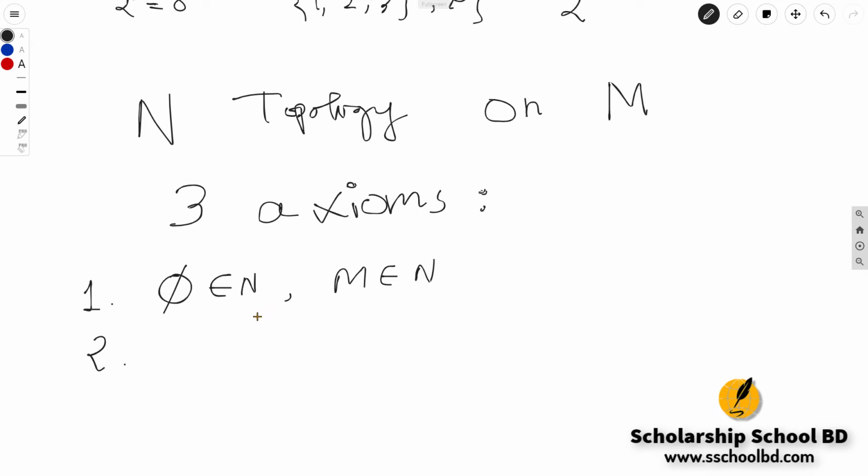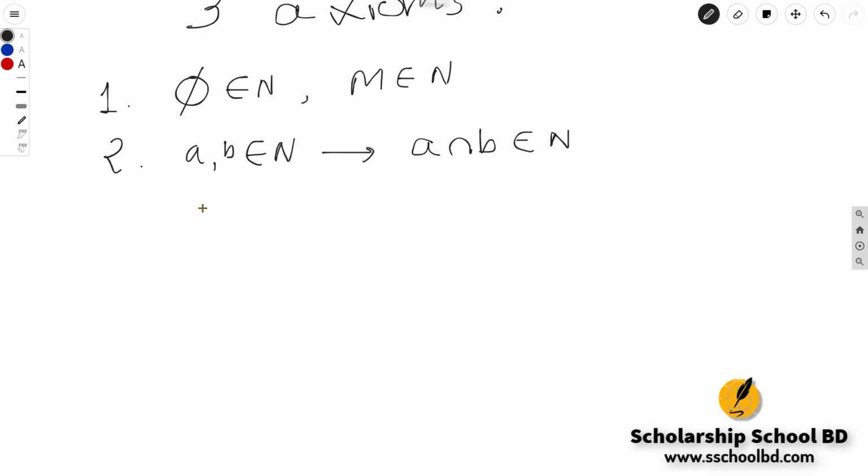So the second axiom should be, if I take two elements of N, say the two elements are a and b, if I take two elements from N which belong to N, then if I take the intersection of these two elements, the resultant member should be also present in N. So if I take any two elements of N, if I take the intersection of those two elements, then the resultant element should be also present in N. This is the second axiom. The third axiom states, it's kind of similar to the second one.